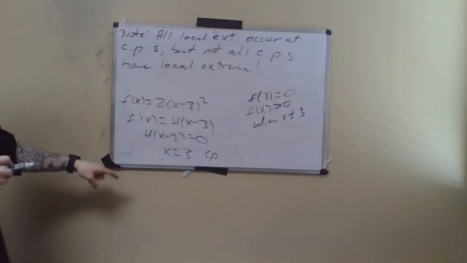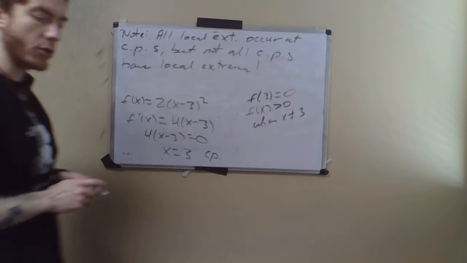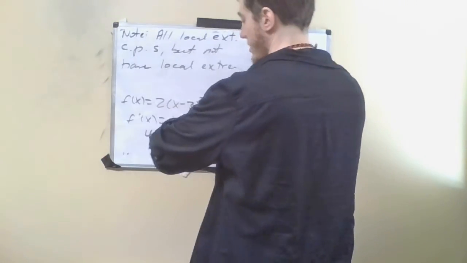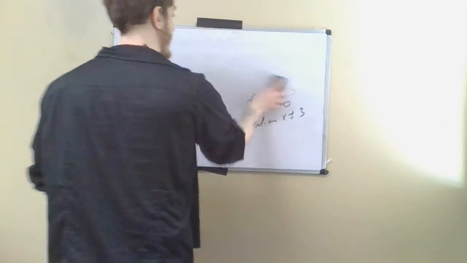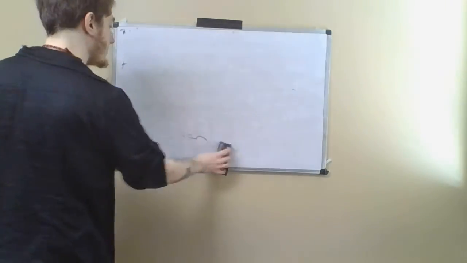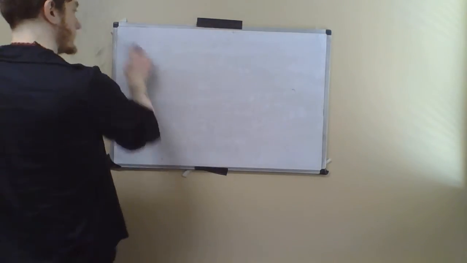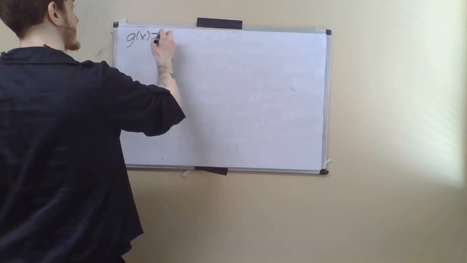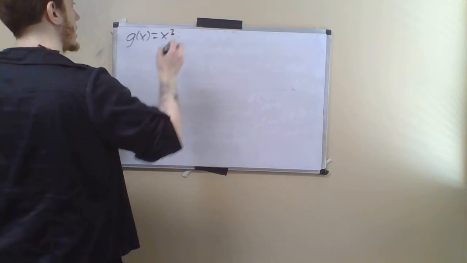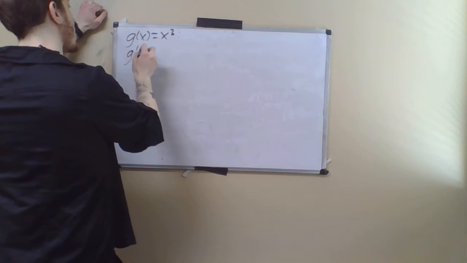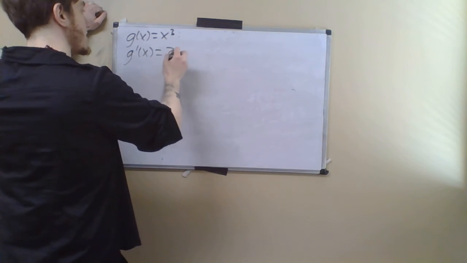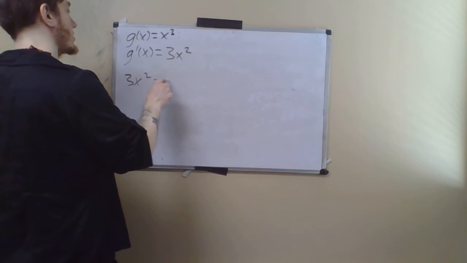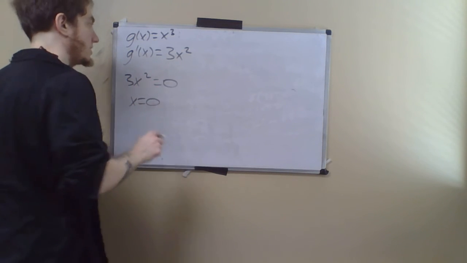So this time we've got a critical point and it corresponds to a local minimum. But sometimes you can have a critical point that doesn't correspond to a local extreme at all. And a good example of this is g of x equals x cubed. Well, in this case, g prime of x always exists and is equal to 3x squared. If I set 3x squared equal to 0, I get x equals 0.